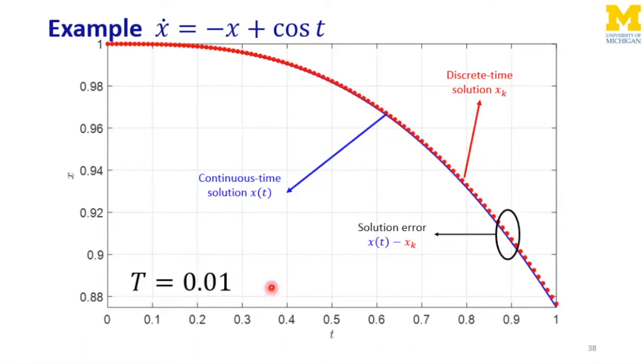So as I mentioned previously, when you reduce the time step, in this case we have T equals 0.01. In the previous case, we had T equals 0.1. The accuracy of the solution immediately improves. The error decreases a lot, but the error is still going to be non-zero. So as you keep reducing the time step T, your discrete time system solution is going to get closer and closer to the continuous time solution.